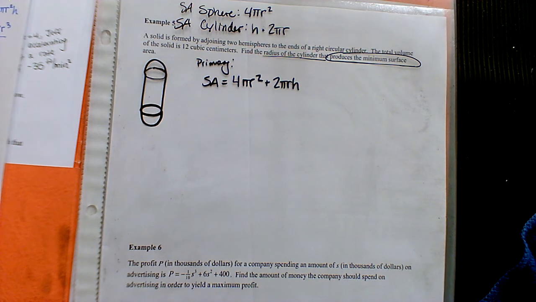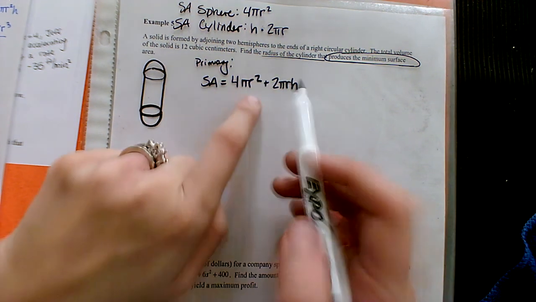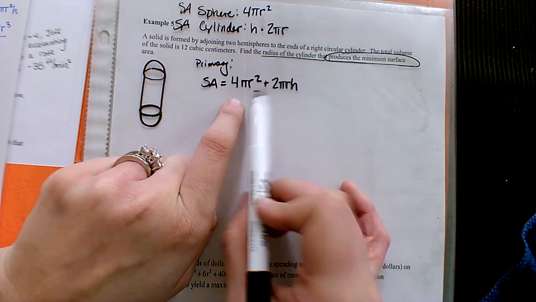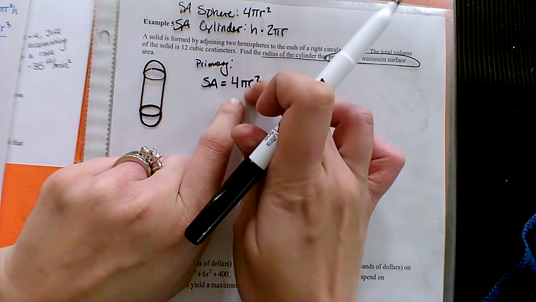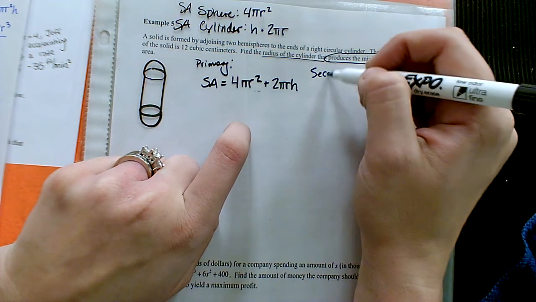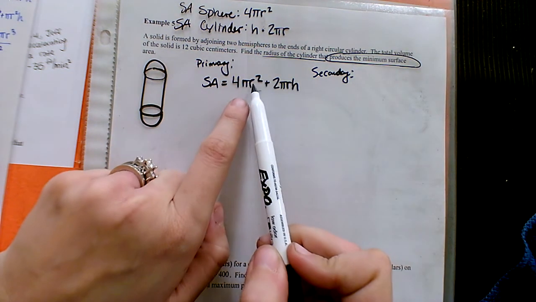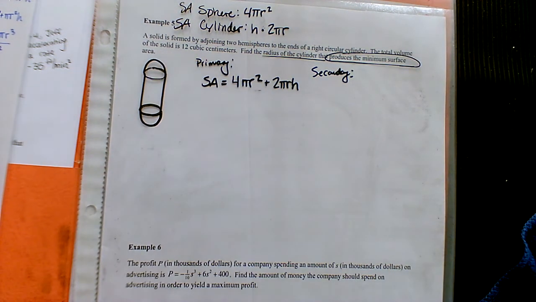Now, since this is our primary or our main equation, we know we're going to have to take the derivative, set equal to 0, find critical points, sign chart, that whole jazz. But notice how we have two variables over here. We only want one. That way we can actually solve for a critical point. So there has to be some secondary equation to help us replace an r with an h or an h with an r. Is there some other information given to us that can help us form a secondary equation?